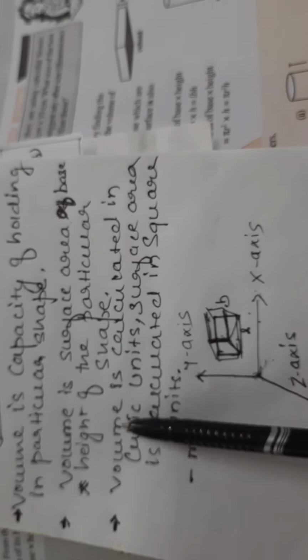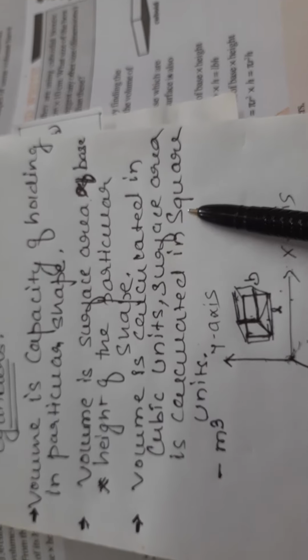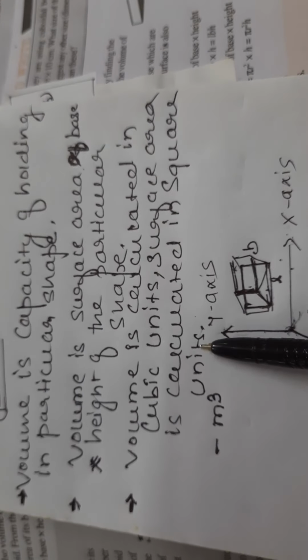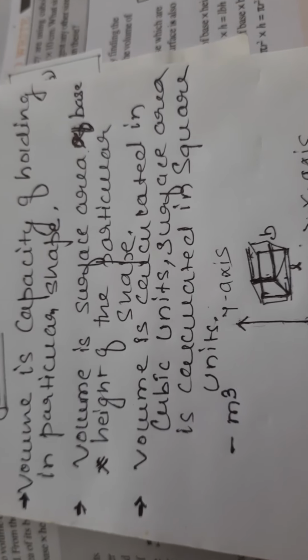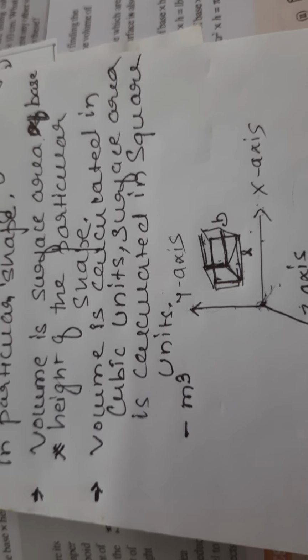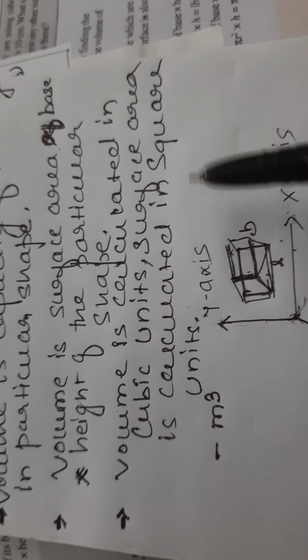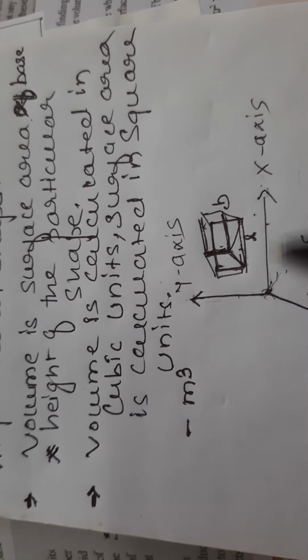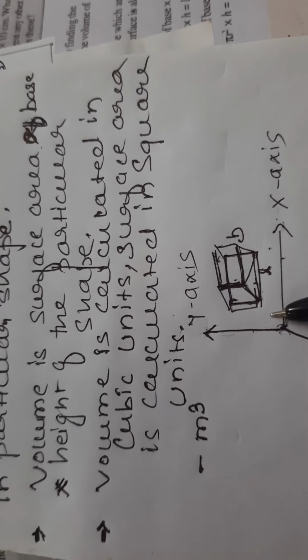Remember that volume is always measured in cubic units. Remember, volume is calculated in cubic units and surface area is always calculated in square units. Why? Because surface area has only two axes. We are considering the area. We are not calculating the capacity or the space held by the shape. So that is in square unit. We are considering only the plane, x-axis and y-axis. In volume, we are considering height as well.